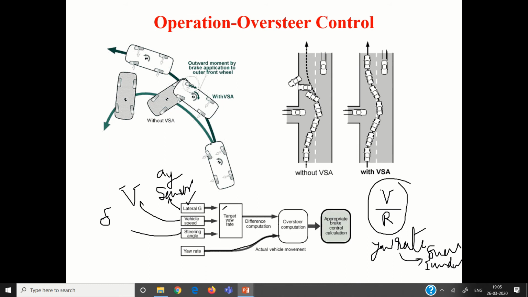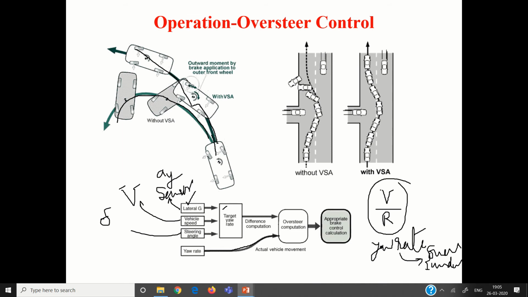Look at these things. It is supposed to follow this path, correct? This vehicle will go here, then it is following this path, it is trying to oversteer. How do we avoid oversteer?